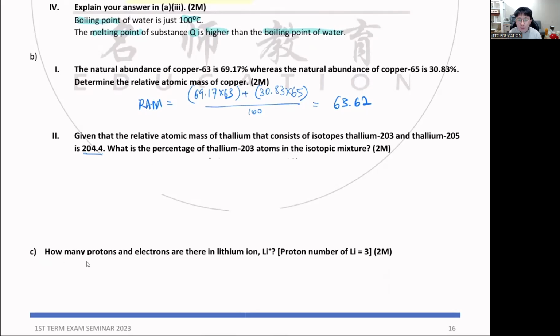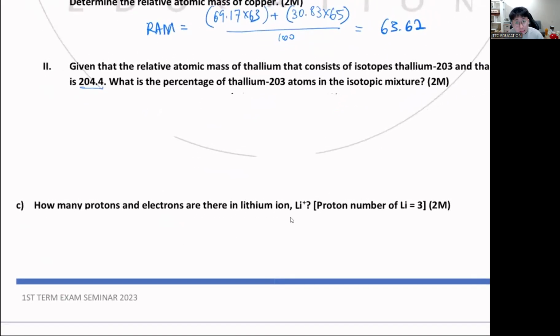Okay, let's see how many protons and electrons there are in a lithium ion. This is one of the tricky questions you might see in the exam. First of all, they ask you about lithium, and they give you that lithium's proton number is 3. Then they ask you how many protons. You might be like, teacher, they ask me how many protons, then they give me the proton number. Isn't this the answer? Yes, one of the answers is yes, the proton number is 3.